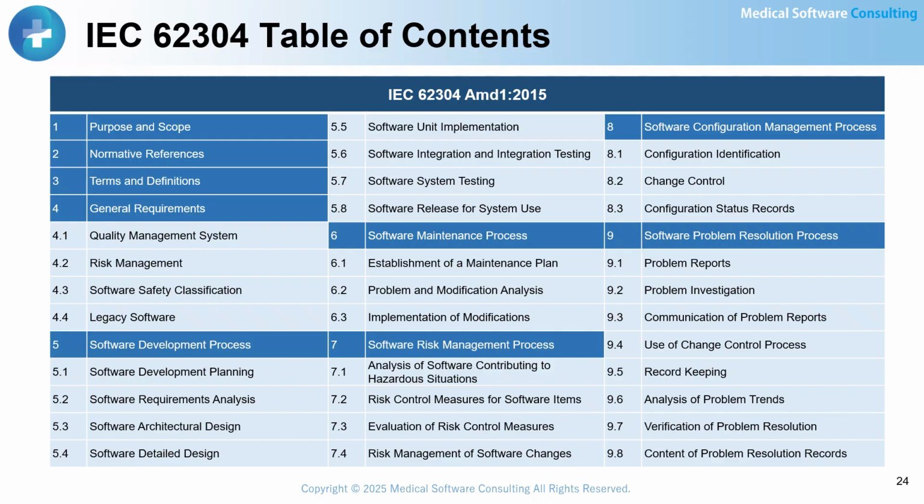Clause 7 introduces the software risk management process, which is integrated throughout development and maintenance. It requires analysis of software contributing to hazardous situations, defining and evaluating risk control measures, and managing risks when software is changed. Next, Clause 8 describes the software configuration management process, which ensures traceability through configuration identification, change control, and status records. Finally, Clause 9 covers the software problem resolution process.